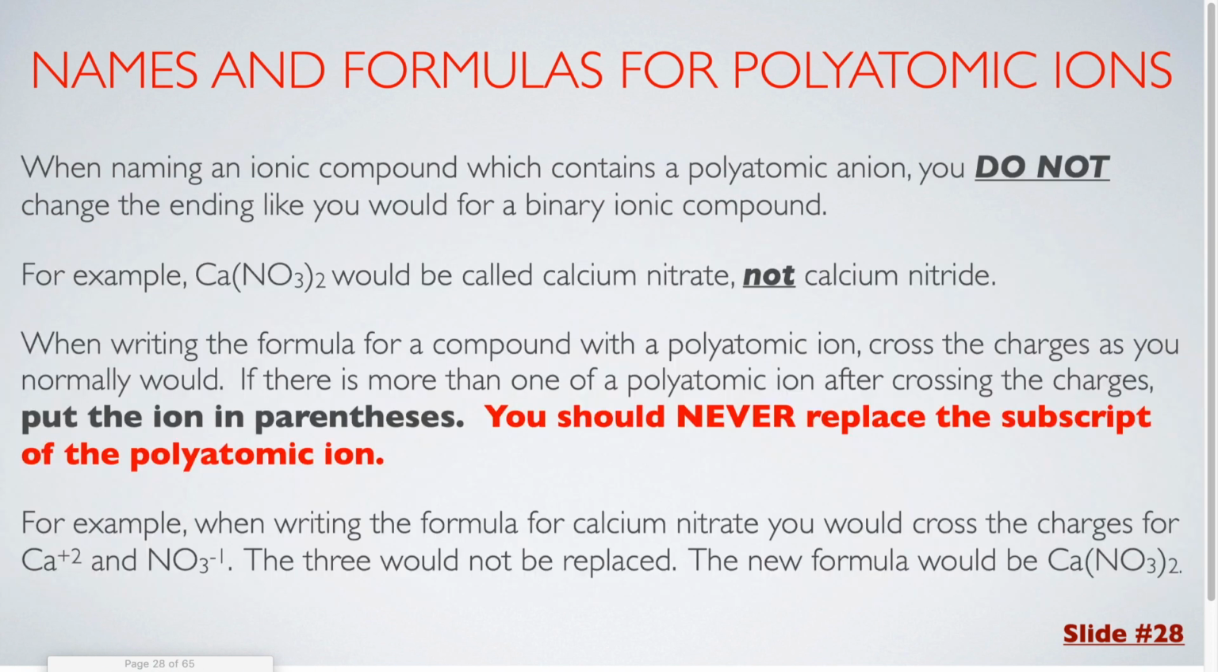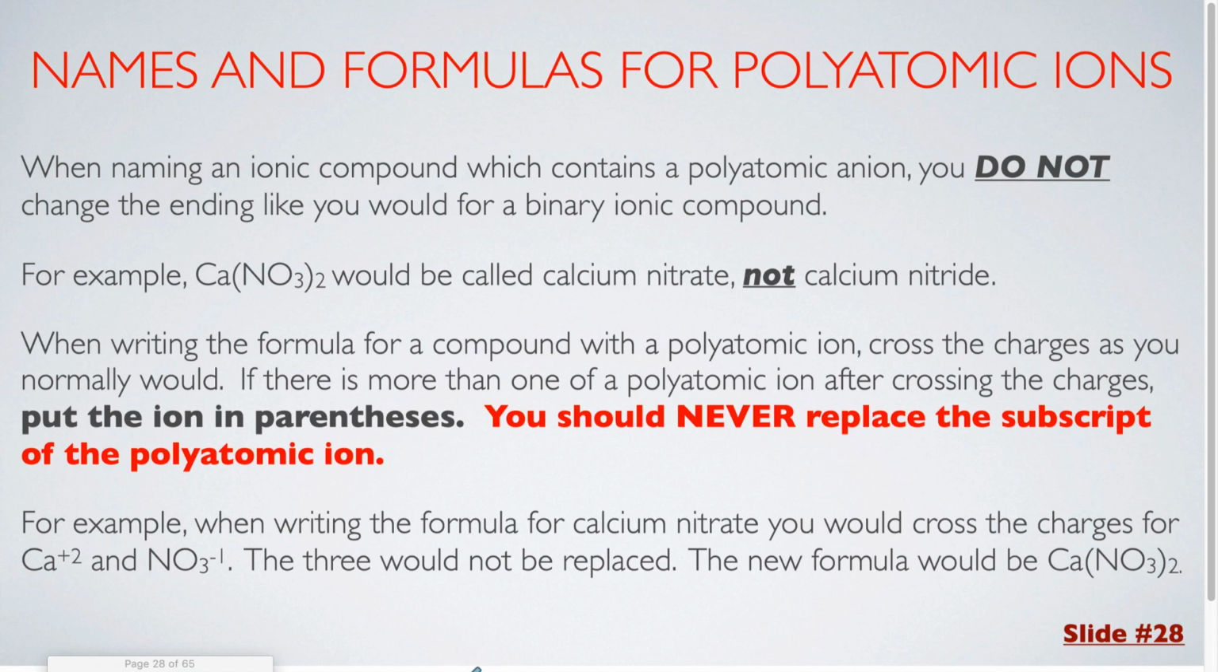When naming an ionic compound which contains a polyatomic anion, you do not change the ending like you would for a binary ionic compound. For example, CaNO3 would be called calcium nitrate, not calcium nitride.